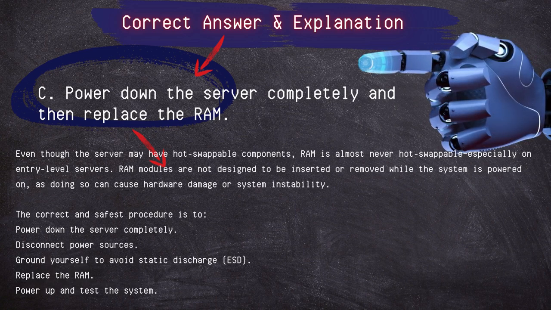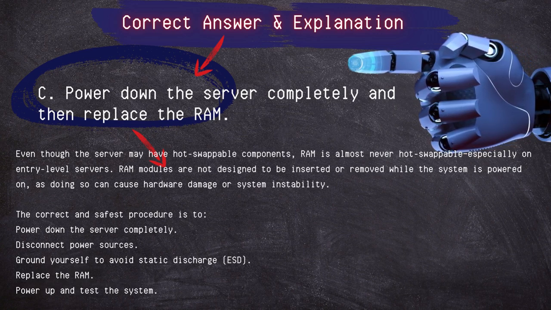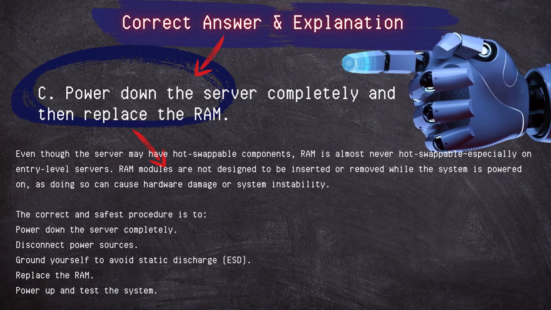Correct answer, power down the server completely and then replace the RAM. Even though the server may have hot swappable components, RAM is almost never hot swappable, especially on entry-level servers. RAM modules are not designed to be inserted or removed while the system is powered on, as doing so could cause hardware damage or system instability. The correct and safest procedure is to power down the server completely, disconnect the power source, ground yourself to avoid static discharge, replace the RAM, and then power up and test the system.